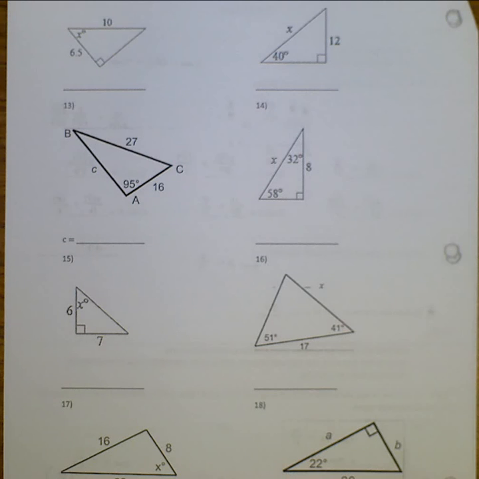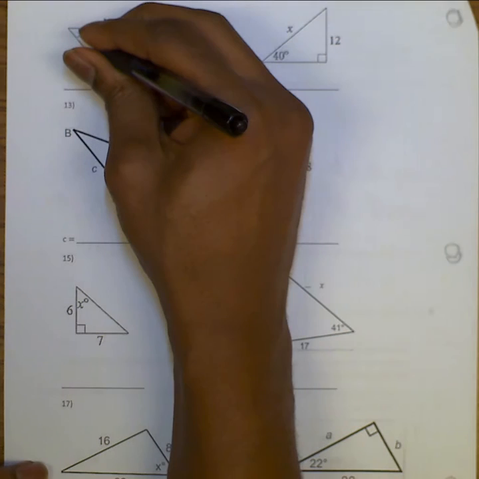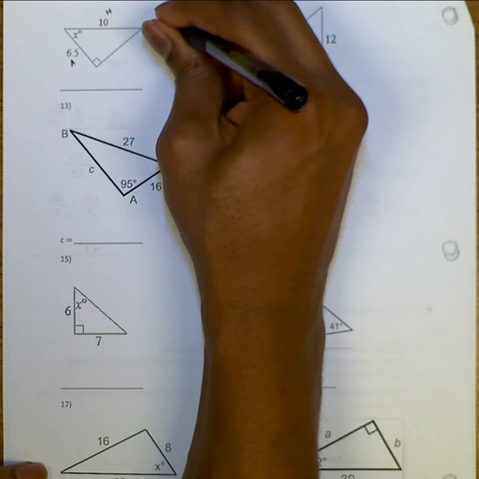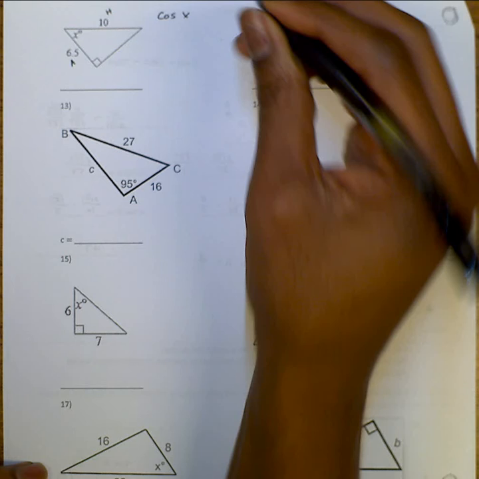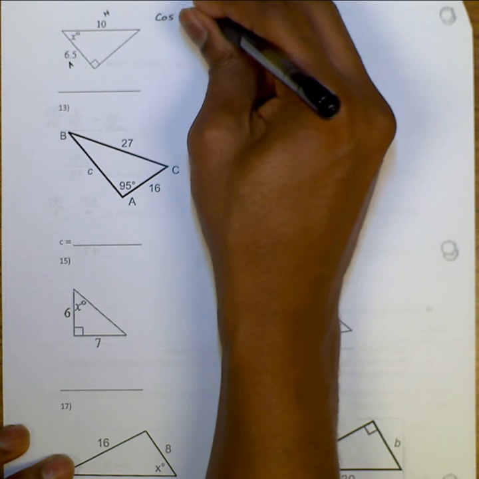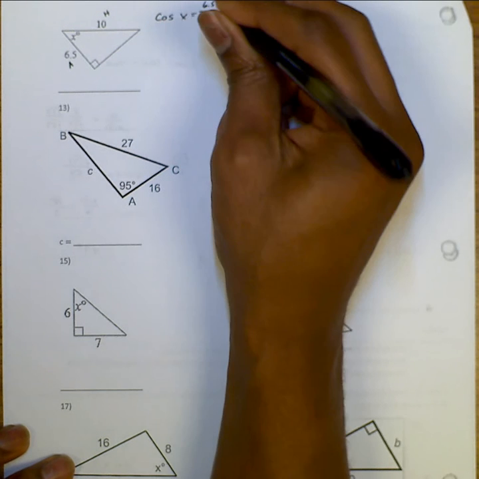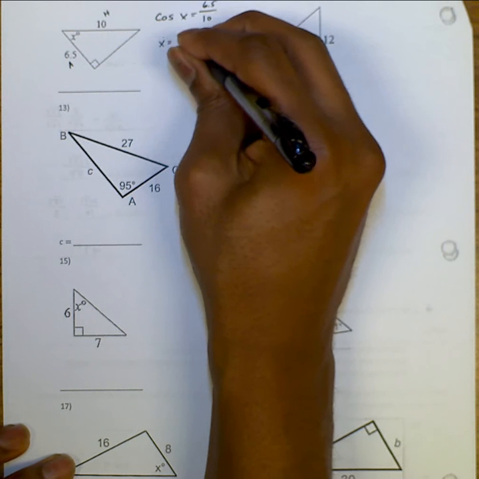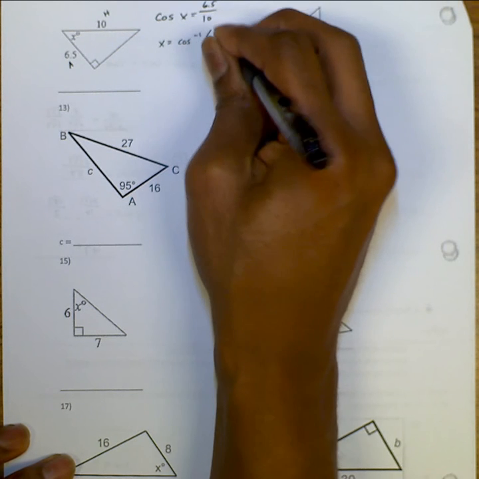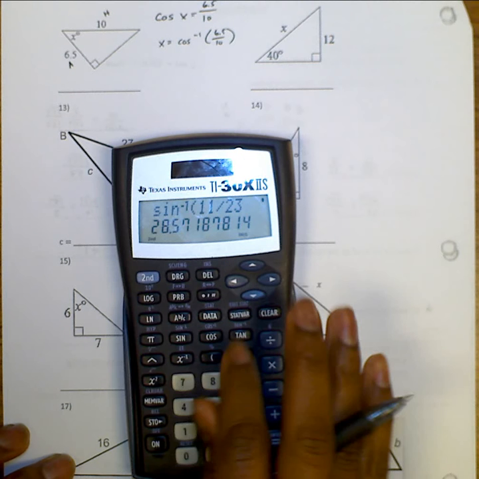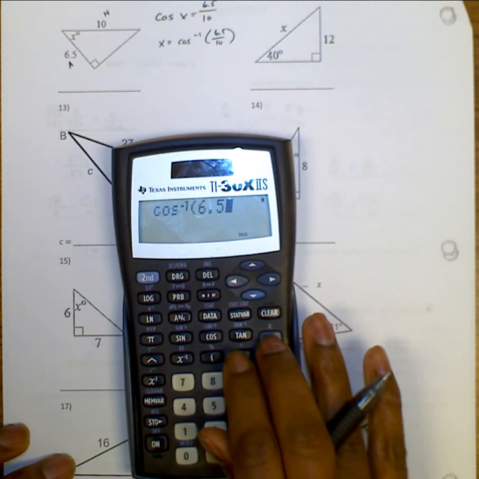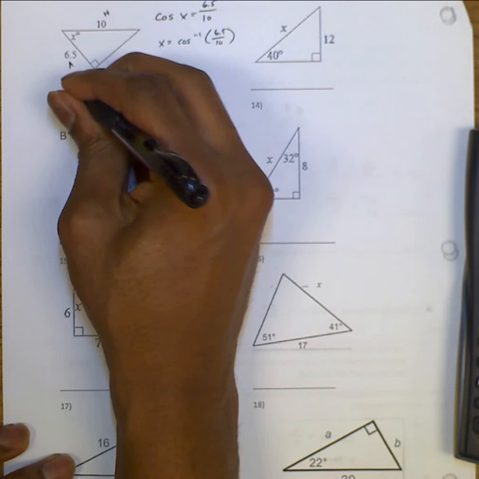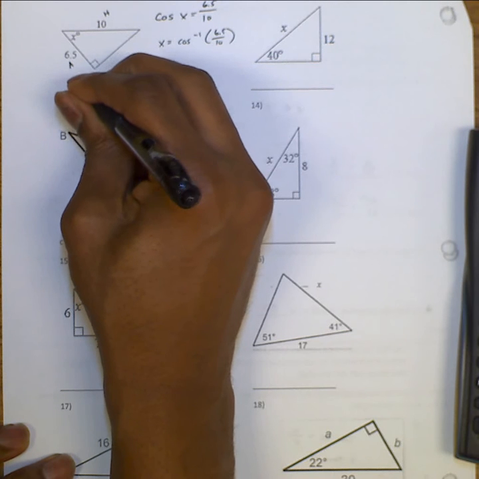Number 11, trying to find this angle. We have the adjacent side and the hypotenuse, and so we'll use cosine. Cosine x equals the adjacent 6.5 over the hypotenuse 10. And so we'll use inverse cosine to find x. 6.5 over 10. Let's do that in my calculator. Inverse cosine of 6.5 over 10. And that gives me 49.4. So 49 degrees to the nearest degree.